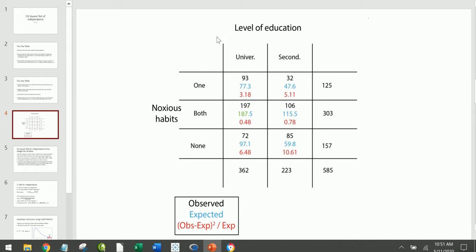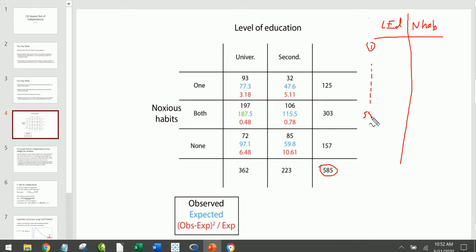So here's an example of bivariate data where we had level of education and noxious habits. So let me just abbreviate these two like this. And we randomly sampled 585 subjects. You can kind of tell that that's the grand total. And we took two pieces of information from each: the level of education and their noxious habits, or not. So we don't need to worry too much more about that.